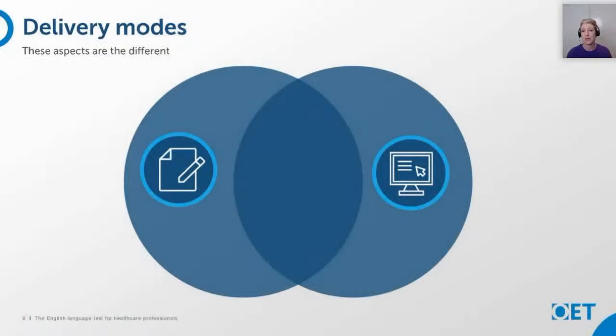But there are some important differences, and I'll cover three of them here, the three key ones. Firstly, the professions. OET on paper is available to all 12 professions, all 12 healthcare professions. OET on computer is currently available for nursing and medicine only.